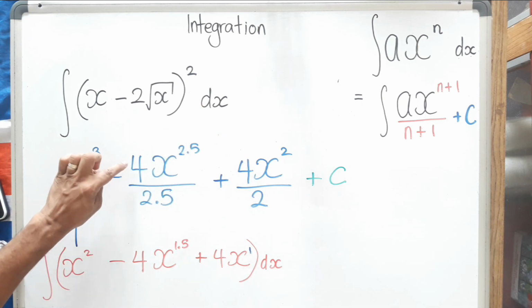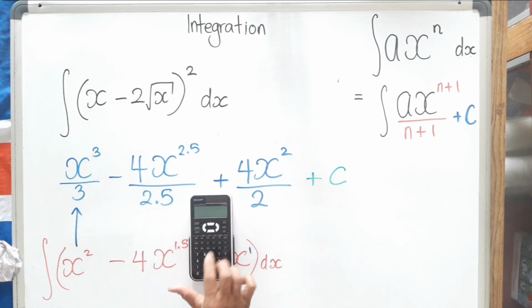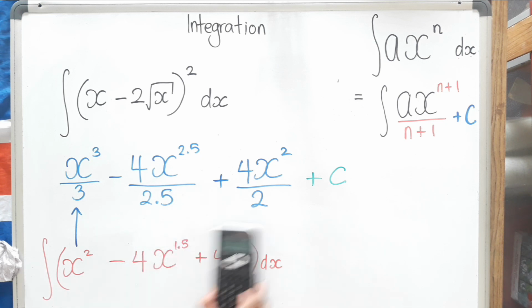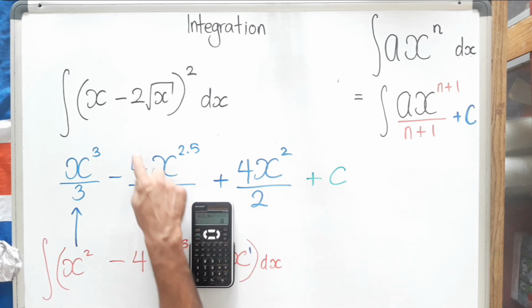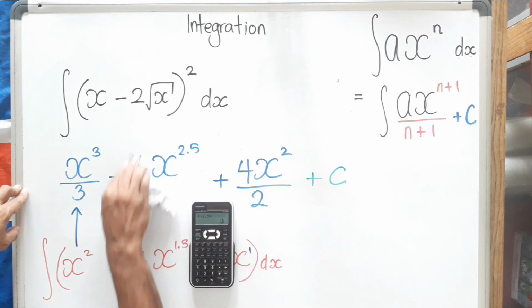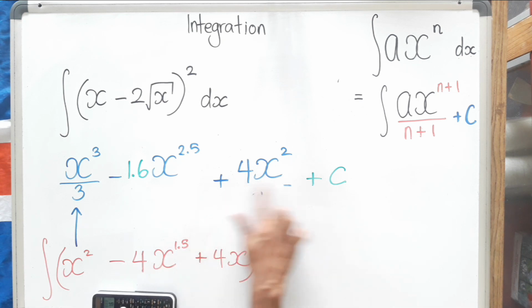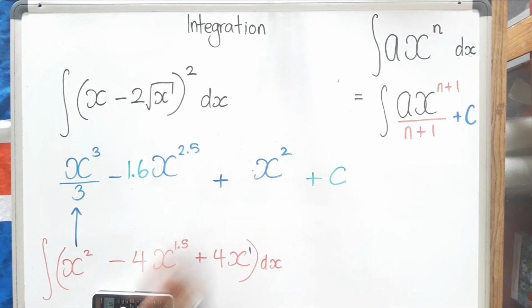And if you don't like how you have this whole number here and this fraction here, you can just divide it on your calculator. I'm going to try it here. 4 divided by 2.5 will actually give me 1.6. So if you want, you can erase this. 4 divided by 2.5 is 1.6. And 4 divided by 2 will give me back my 2.